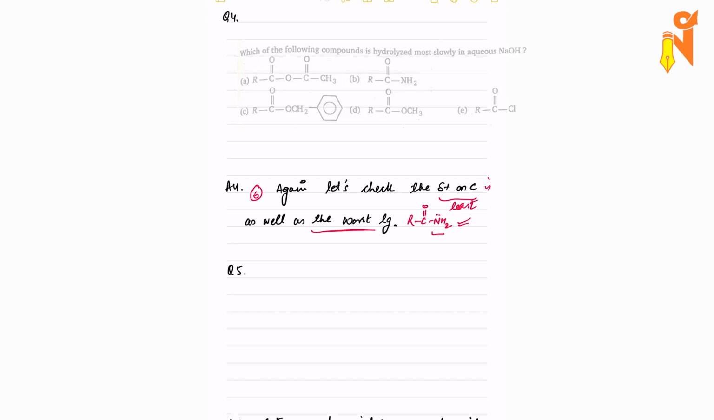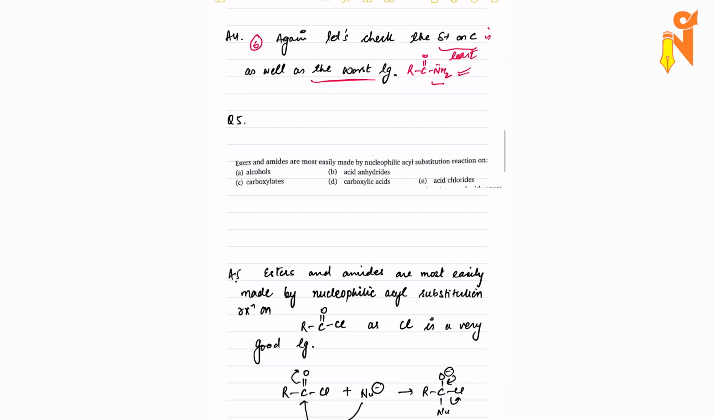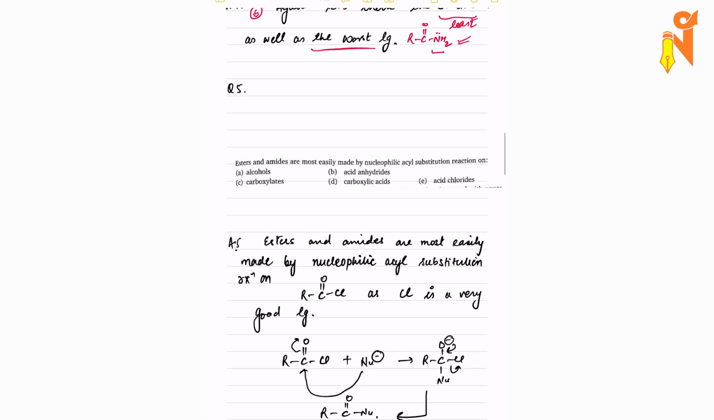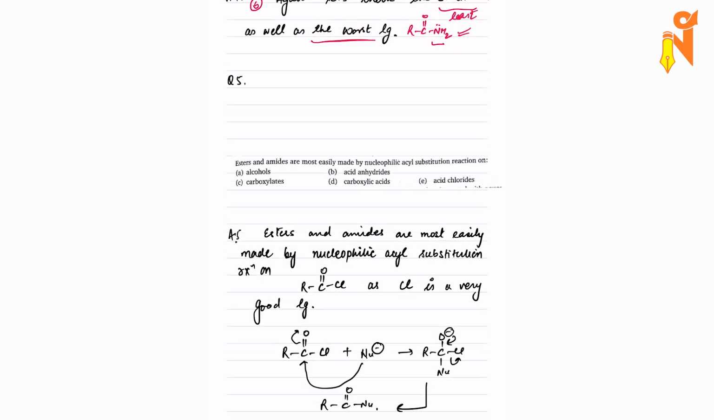Now come to question number 5. In question number 5, they're asking esters and amides are more easily made by nucleophilic acyl substitution reaction on which compound? So esters and amides both can be formed by nucleophilic reaction on which compound? Though we can do it on any of the RCOG compounds, but you should have, as I told you, good delta plus and a better leaving group.